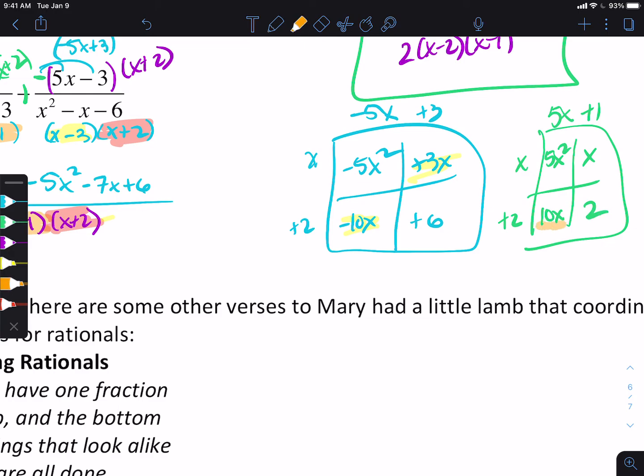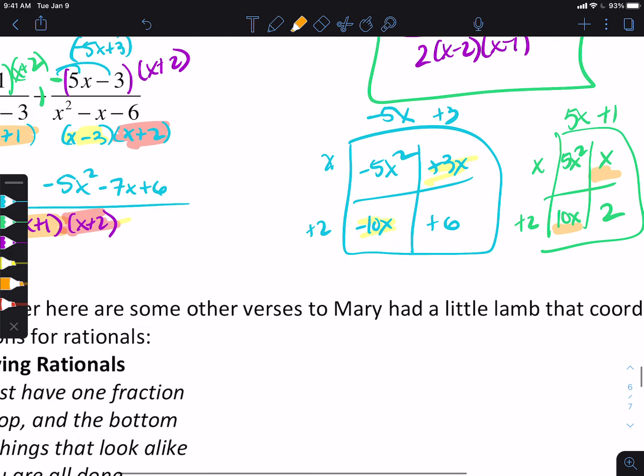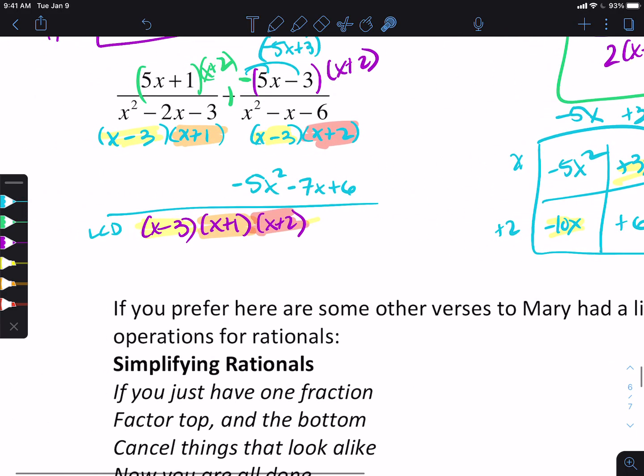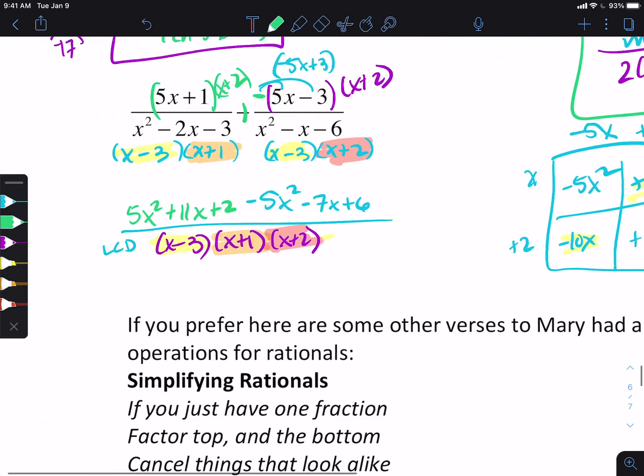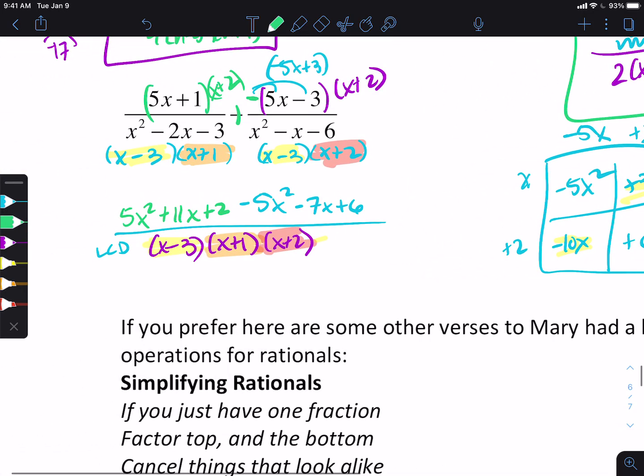Okay, so we've got like terms here. So then we've got our 5x squared plus 11x plus 2. Now I look for my like terms over here. So we've got 11x minus 7x. We've got 5x squared minus 5x squared. And then we've got the 2 and the 6.